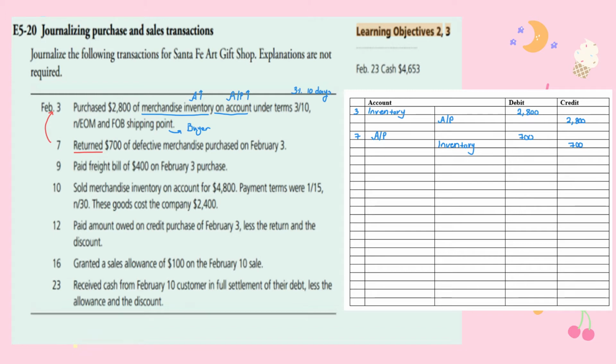On February 9th, paid freight bill of 400 on February 3rd purchase. So I paid for the transportation. Again, I was the buyer here, so I'm going to add it to the inventory cost. Since I paid, it means cash decreased in the credit side. And the amount is 400.